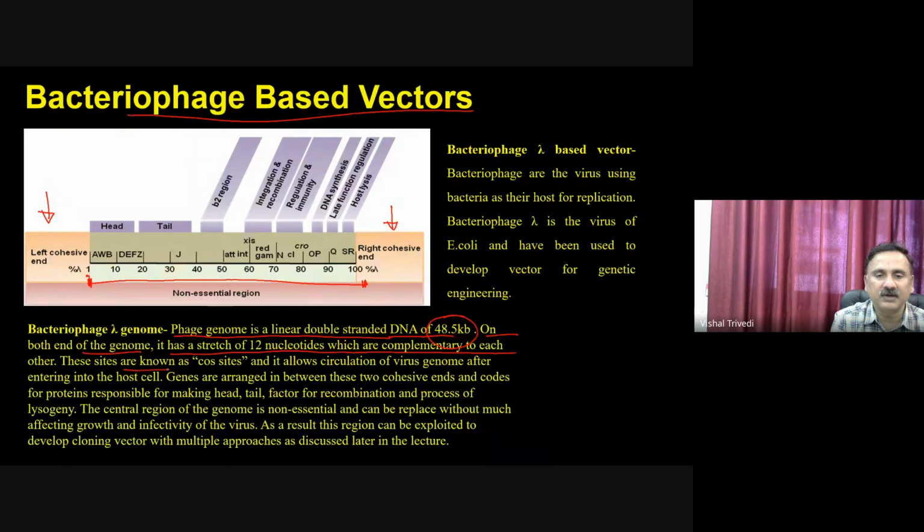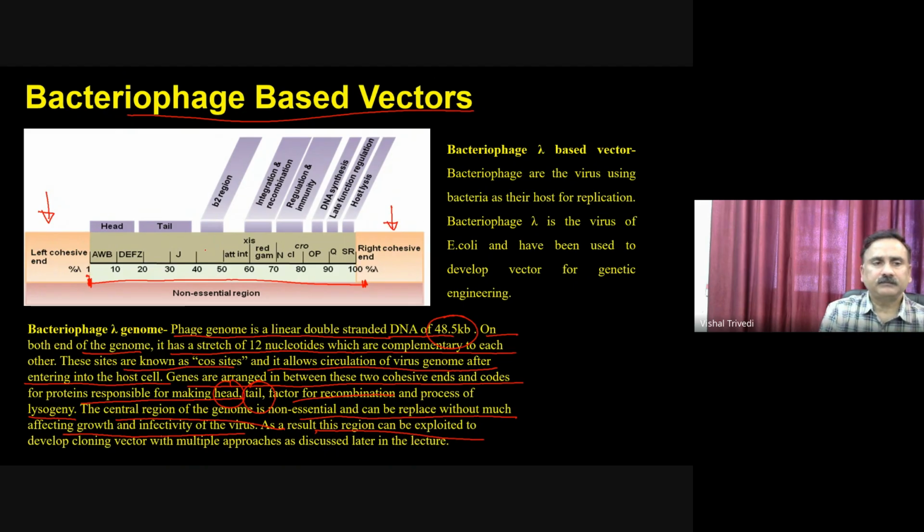So these sites are called COS sites, and they allow the circularization of the viral genome after entering into the host cells. Genes are arranged between these two cohesive ends and code for the proteins responsible for making the head, tail, factors for recombination, and the process of lysis. The central region of the genome is non-essential and can be replaced without much affecting the growth and the infectivity of the viruses. So basically this small region can be replaced. As a result, this region can be exploited to develop the cloning vector, right?